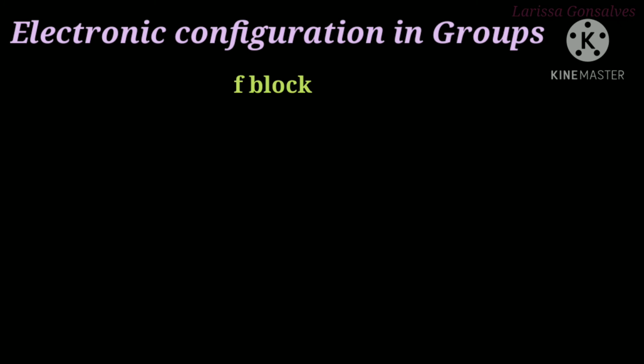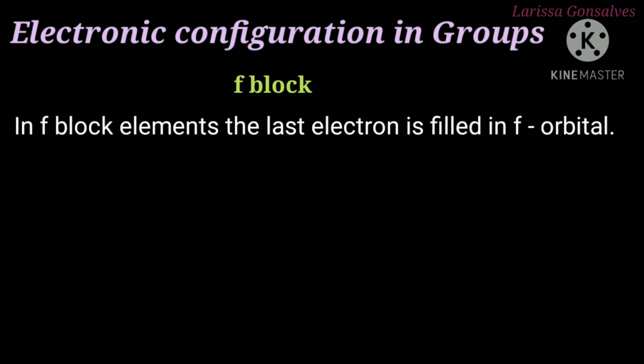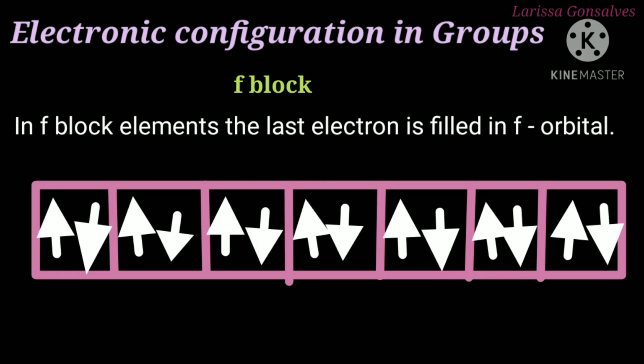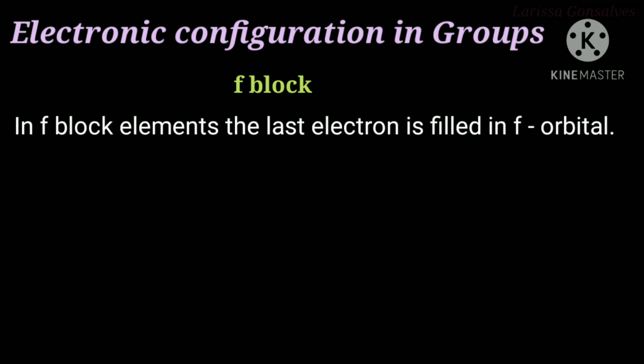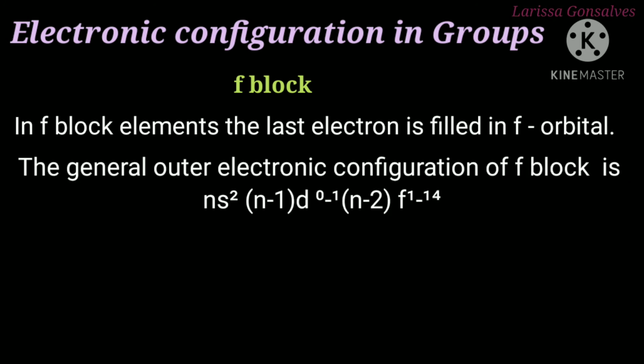Next is the F block. F block elements are those where the last electrons enter the F orbital. There are 7 orbitals in the F subshell and the capacity is to take in 14 electrons. The general outer electronic configuration of F block is ns2 (n-1)d ranging from 0 to 1 and (n-2)f ranging from 1 to 14.